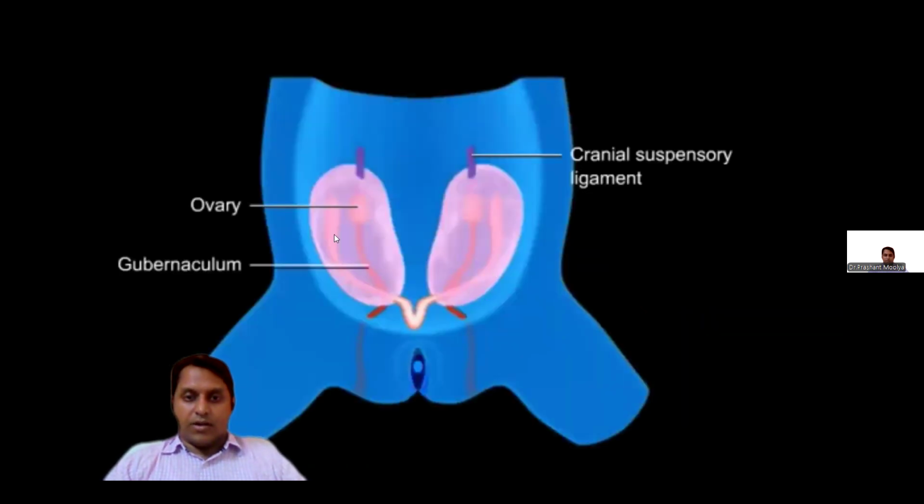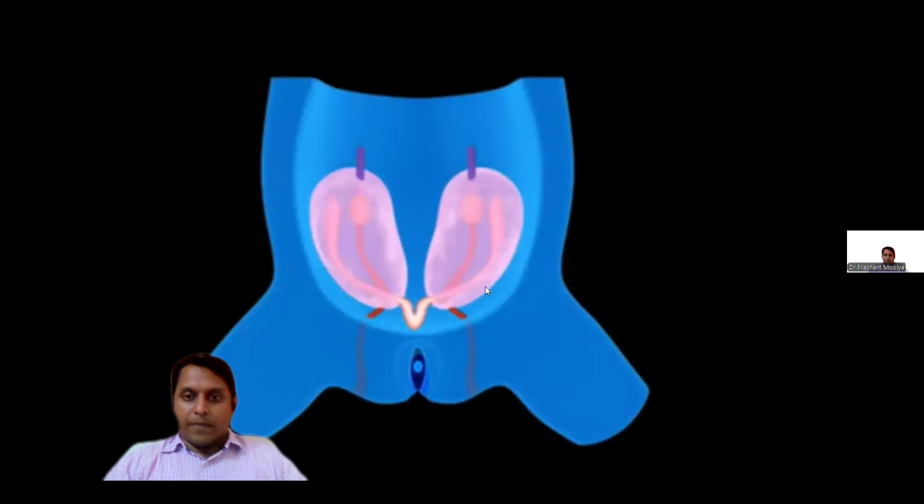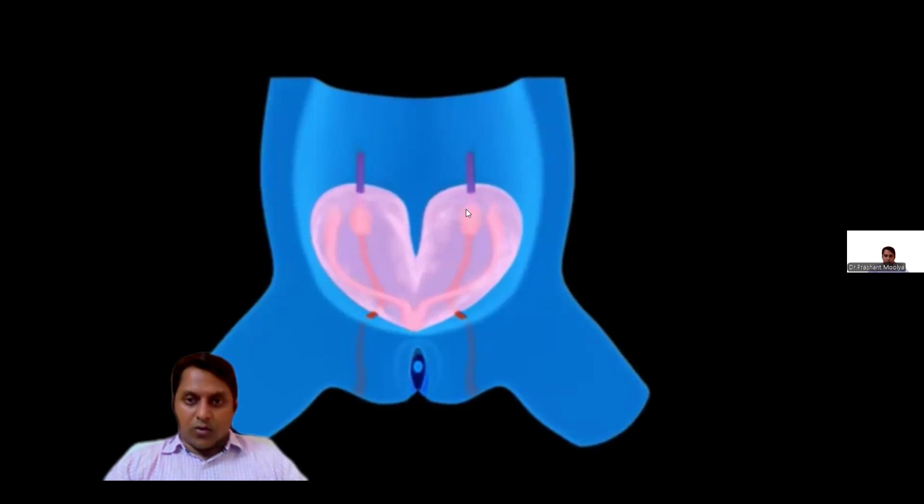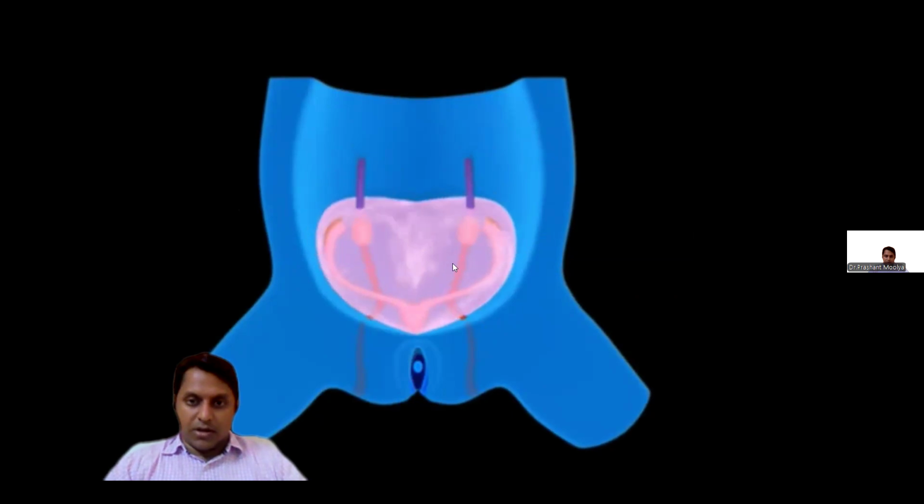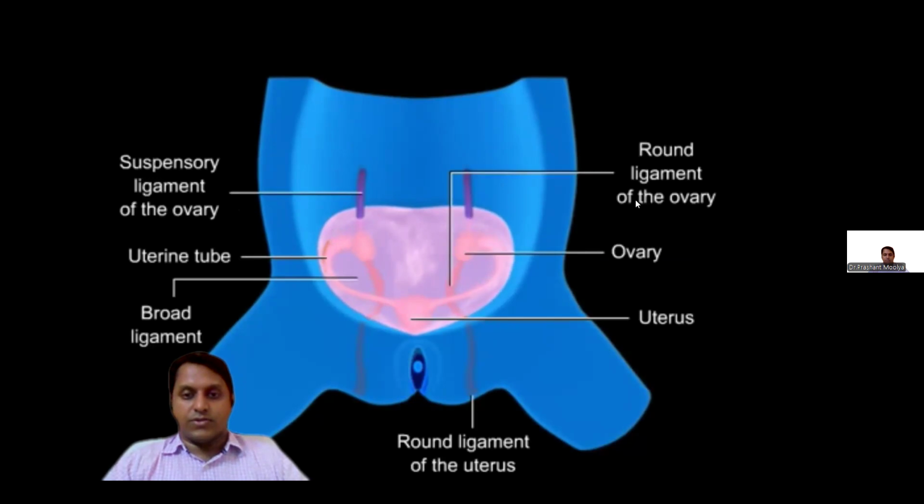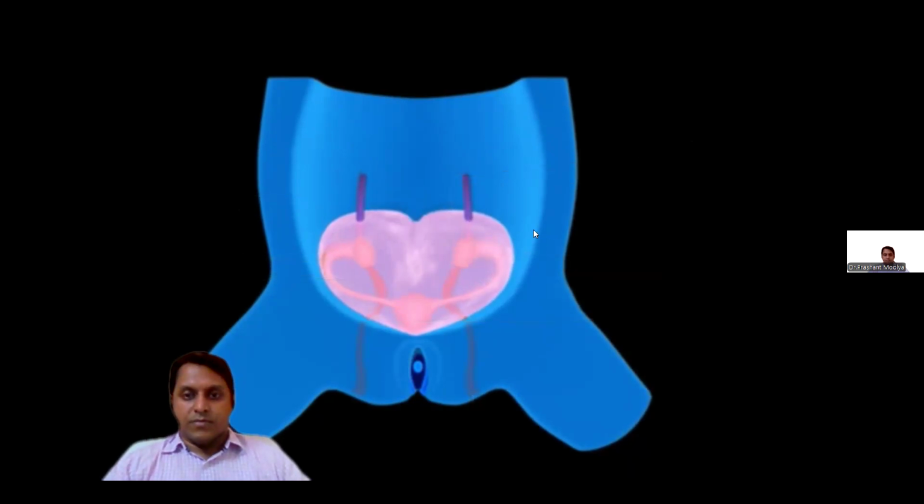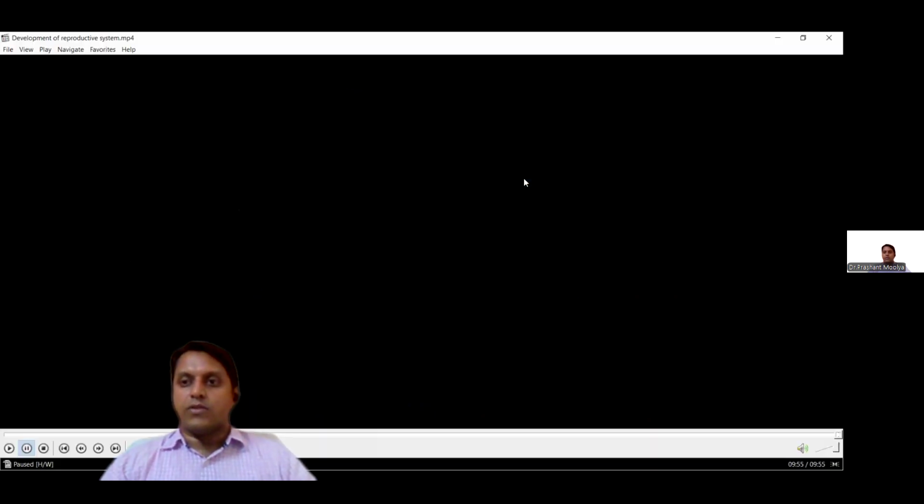When the paramesonephric duct is fusing to form the uterus, the free end forms the fallopian tube, while the ovaries are held in position by the gubernaculum, which will now be called the ligament of the ovary up to the angle of the uterus. The remaining part will be called the round ligament of the uterus, while this left part is the suspensory ligament. So that's all about this topic.